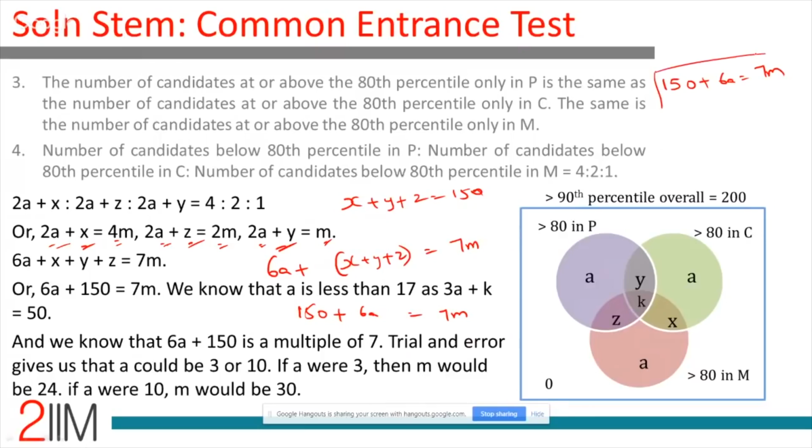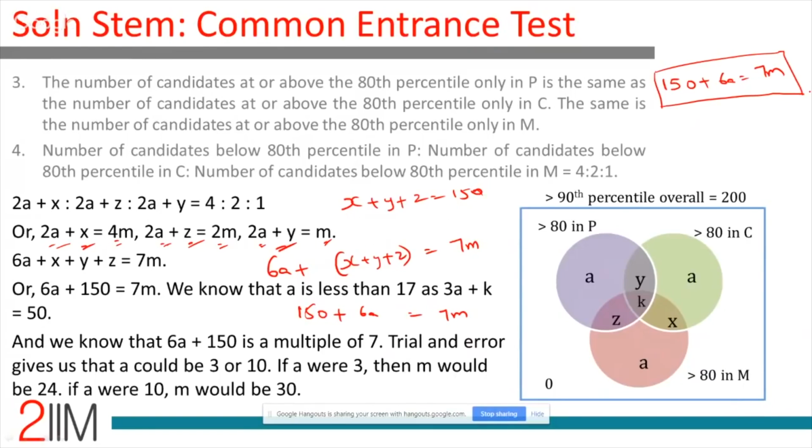We are home and dry. Using just this, we can figure out everything else in this question. 150 plus 6a is 7m. Remember, a could be 0, 1, 2, 3, 4, 5, 6, all the way to 16. A is a whole number. A cannot be negative. A cannot be 17 or more.